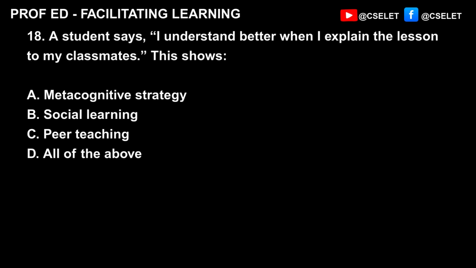A student says, "I understand better when I explain the lesson to my classmates." This shows: A. Metacognitive strategy, B. Social learning, C. Peer teaching, D. All of the above.